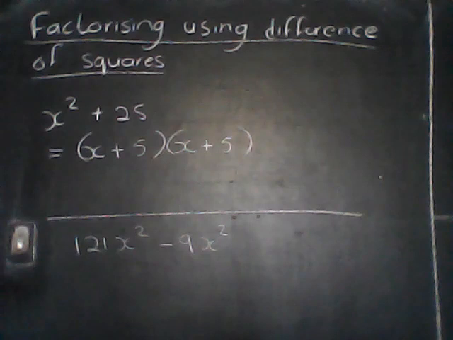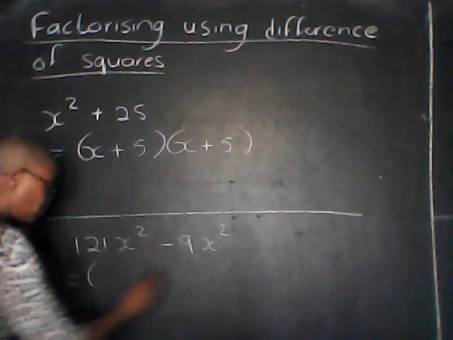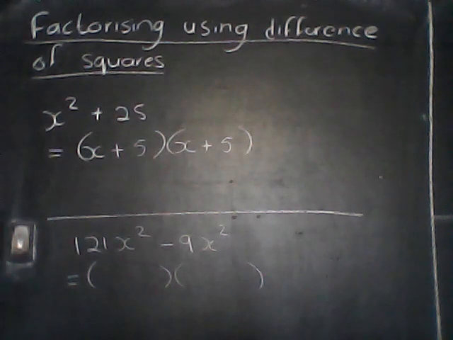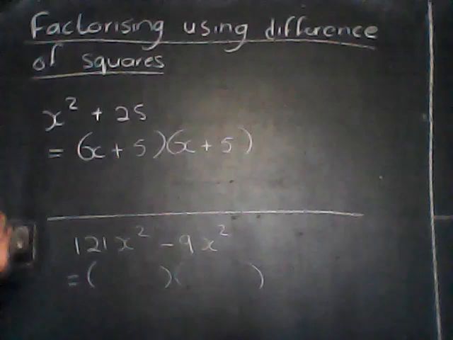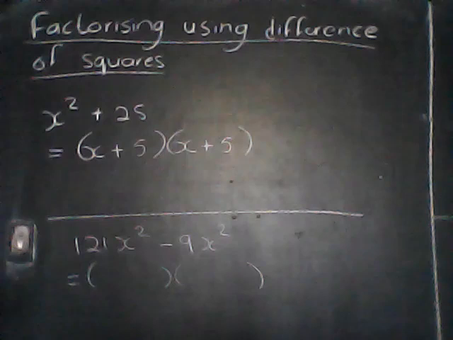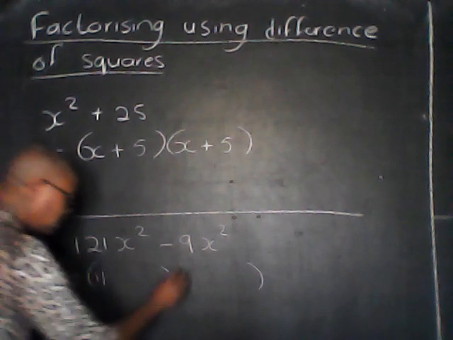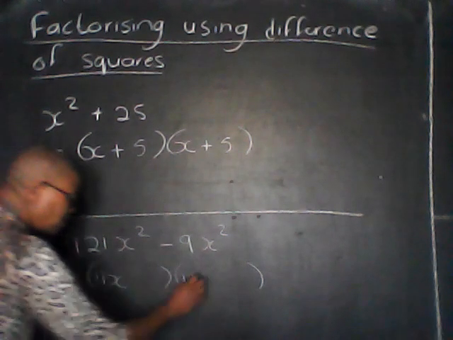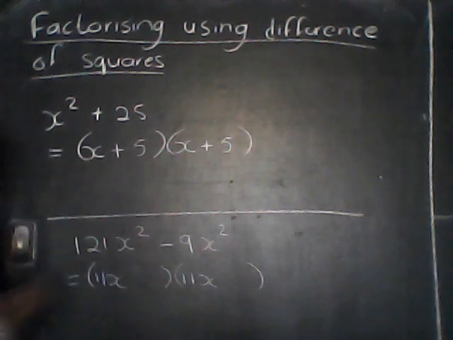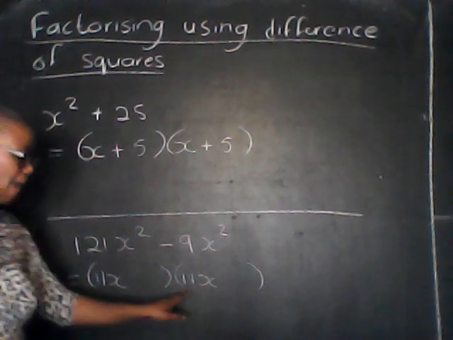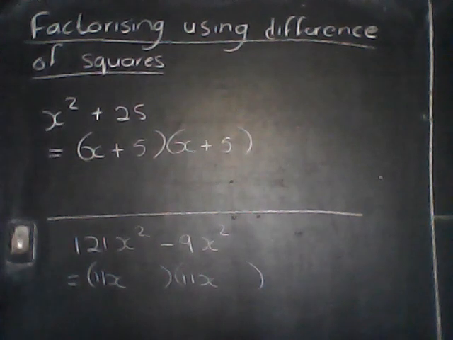Right. So again, we're going to open up two brackets next to each other. So now we need to know what number multiplied by itself gives us 121, and this is 11. 11 times 11 is 121. So then x times x will give us x squared. So we break up 121x in this bracket and 121x in the other bracket.